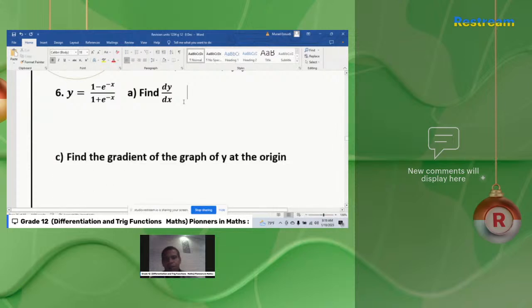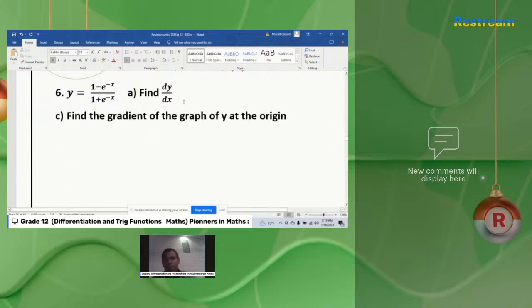The question. This is the second question, A, B, find again. Okay, this I will label as B. Now this is the whole question. Y equals 1 minus exponential minus x over 1 plus exponential minus x. Find the derivative of the function. Then you should find the gradient of the graph of y at the origin. Means what at the origin? Means when x equals 0 and y equals 0.